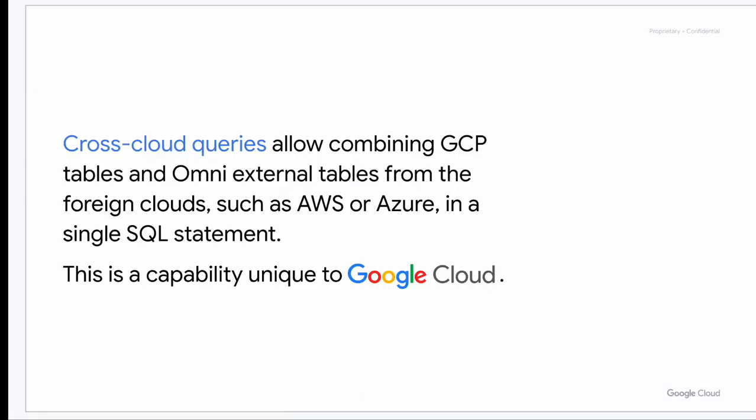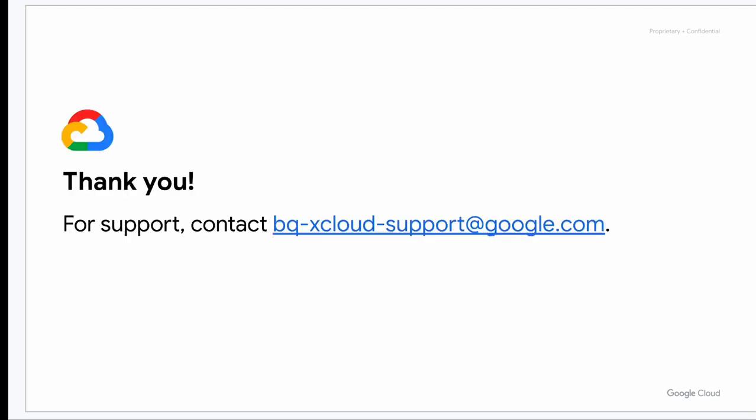Cross-cloud queries allow combining GCP tables and Omni external tables from the foreign clouds, such as AWS or Azure or both, in a single SQL statement. This is a capability that is unique to Google Cloud. Thank you.